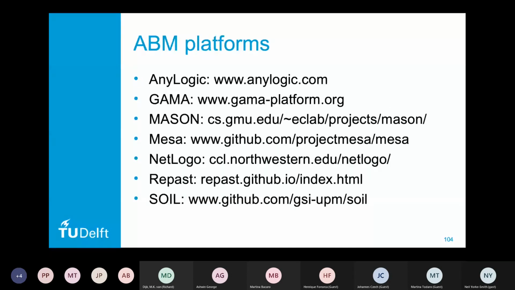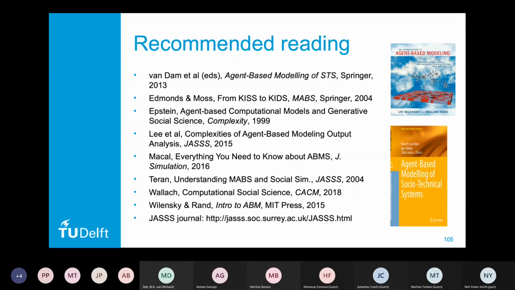Here's a list of platforms. I mentioned some of these before. These are the URLs, so you can check them out if you'd like to. And here's a reading list. There's lots of reading here. If I was to read one, I would recommend the first book. It's a Springer book. I recommend this book, not just because it was written by people from TU Delft. I wasn't involved in writing the book. No, I recommend it because it's a thoughtful and thorough perspective, both of the philosophy and of the methodology, and then some case studies. So it's a good read, I think. There's a number of other good books and articles here which I've cited.